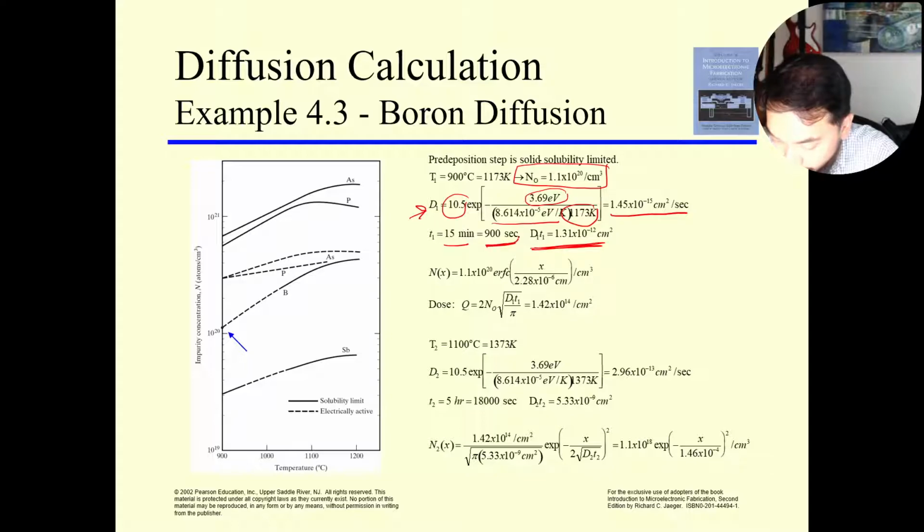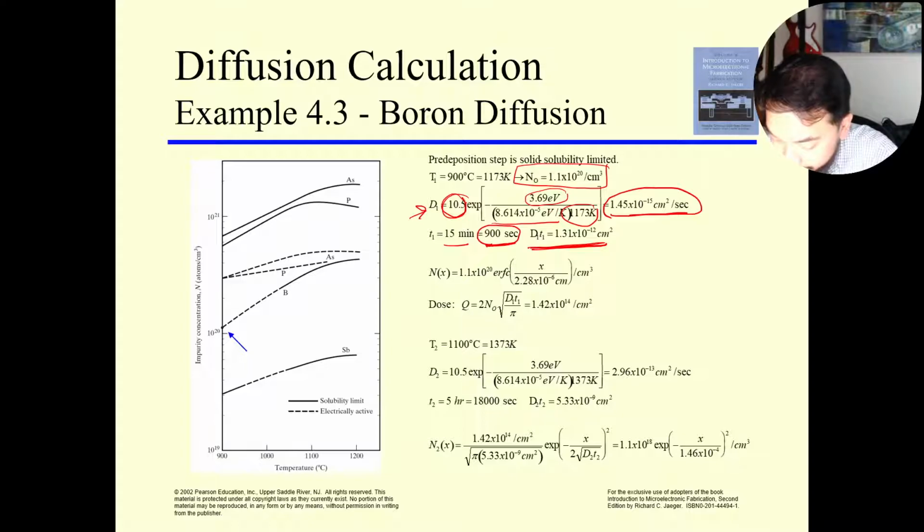Why do we convert this to seconds? Because our diffusivity is in seconds as well, because the 10.5 D naught is in seconds. All right, so we use seconds. Okay, so you get that Dt product.